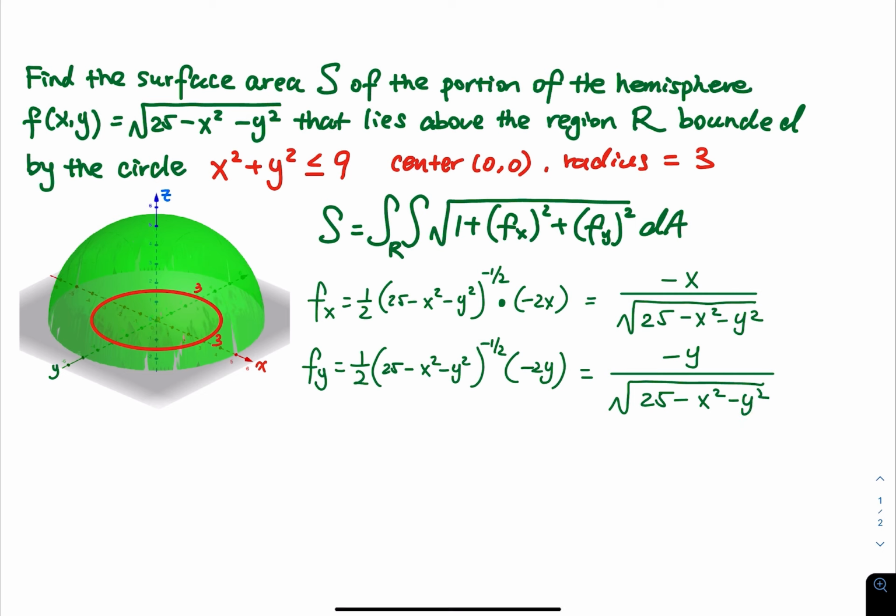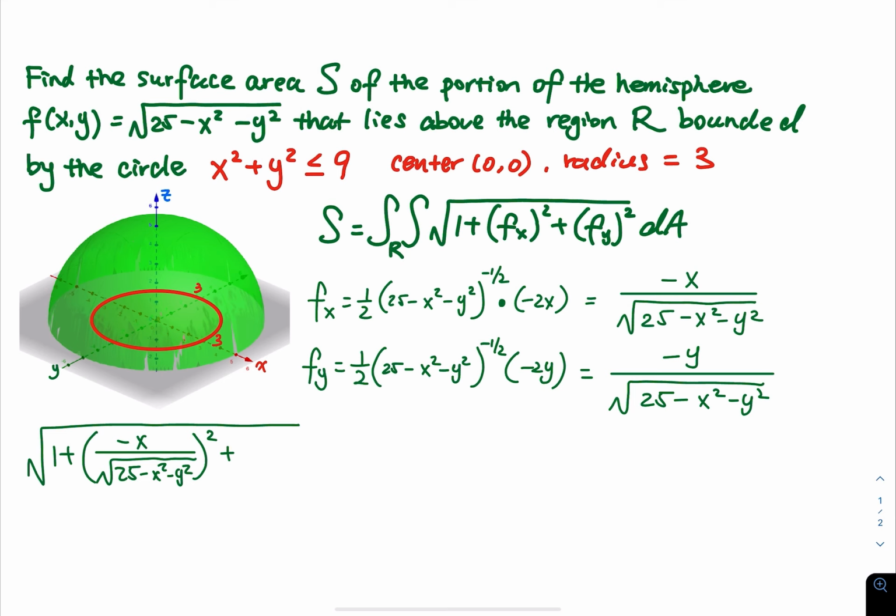So at this point, the partial derivatives are done, and then you have to square them. So there is a square, right? Once you square, the square root is gone. And then you have the square root of 1 plus the square of negative x divided by the square root of 25 minus x squared minus y squared, and you square this, and then you square the minus y as well, divided by the square root of 25 minus x squared minus y squared.